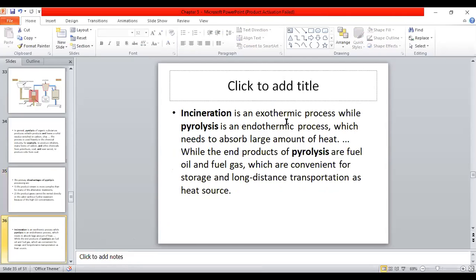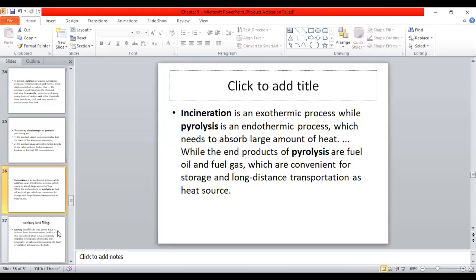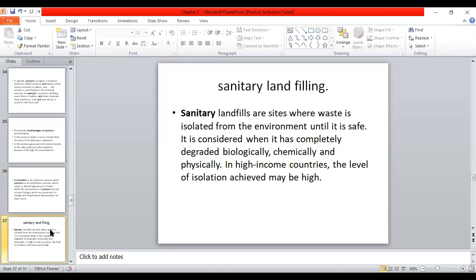Comparatively, incineration is an exothermic process, while pyrolysis is an endothermic process which needs to absorb a large amount of heat, while the end products of pyrolysis are fuel oil and fuel gas, which are convenient for storage and long distance transportation as a heat source. Okay, so this is about the incineration.